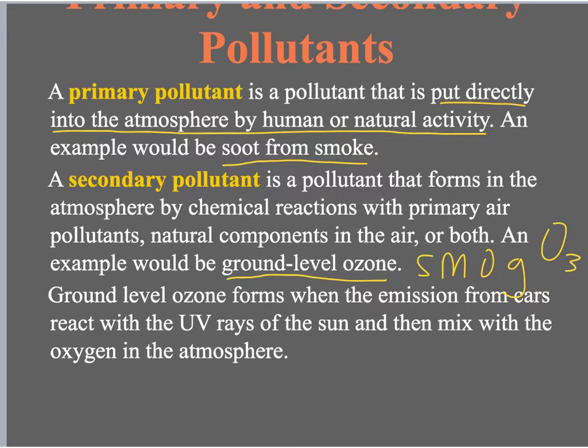Ground level ozone forms, again, when the emission from cars react with UV rays from the sun and then mix with the oxygen in the atmosphere. Okay, so it does some of the same stuff it does up in the stratosphere, but has some negative effects. Again, we'll see more about this later. So again, secondary pollutants are something that goes in the atmosphere, doesn't necessarily cause any problems, but then has a reaction to form a pollutant.